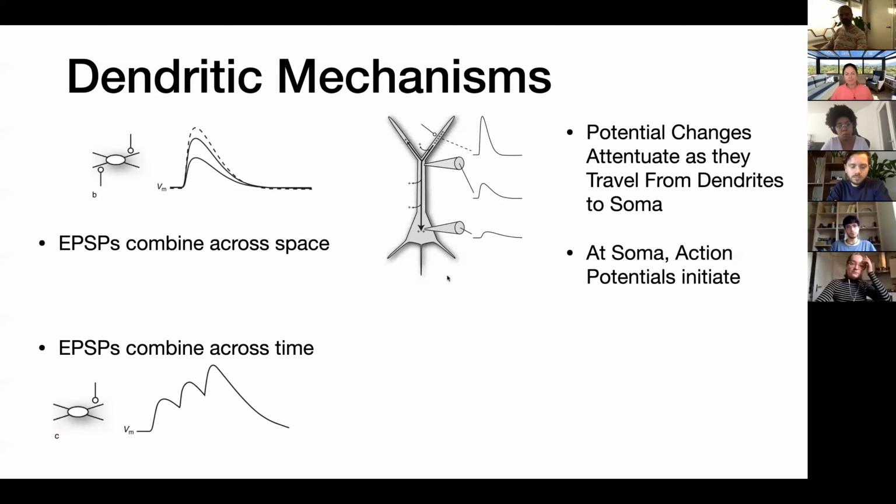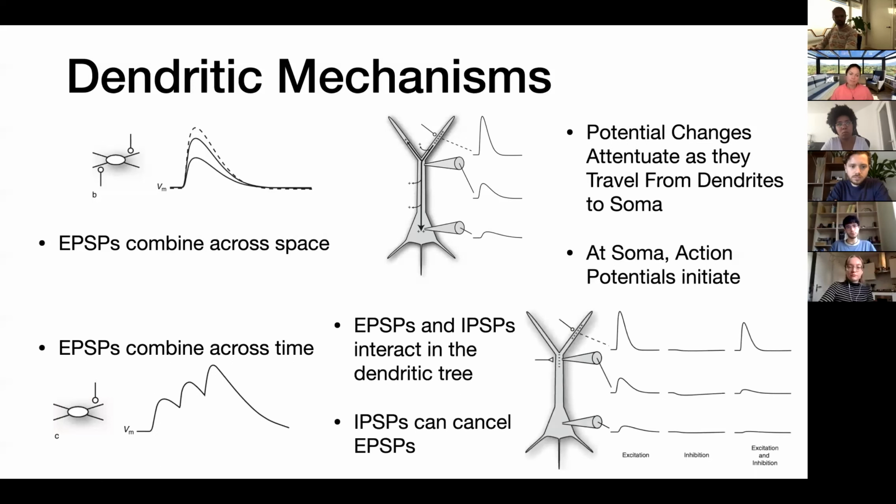Now, one other extra simple mechanism here is that if we have excitatory and inhibitory postsynaptic potentials in that dendritic tree, we get processes where inhibitory postsynaptic potentials can cancel excitatory postsynaptic potentials. So you can imagine if you have an excitatory postsynaptic potential here on this dendrite, it will create this potential change that will be flowing from the dendrite towards the soma. And that's what you see here in this column.